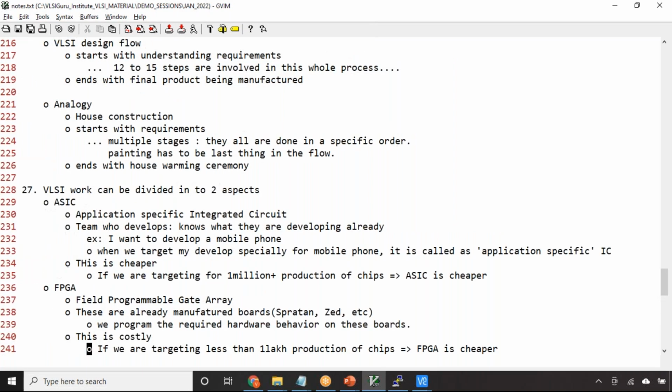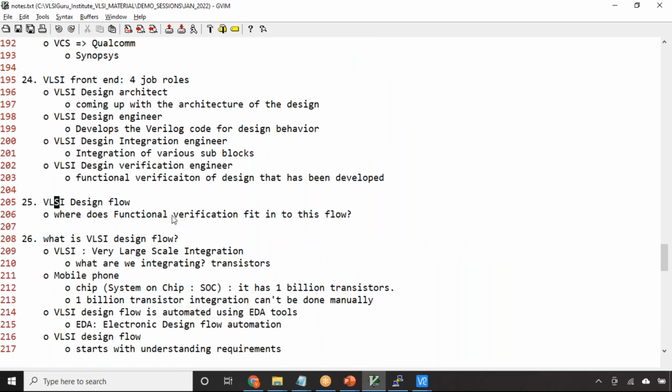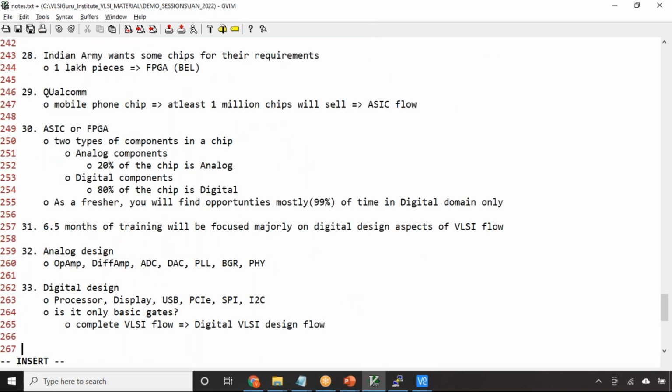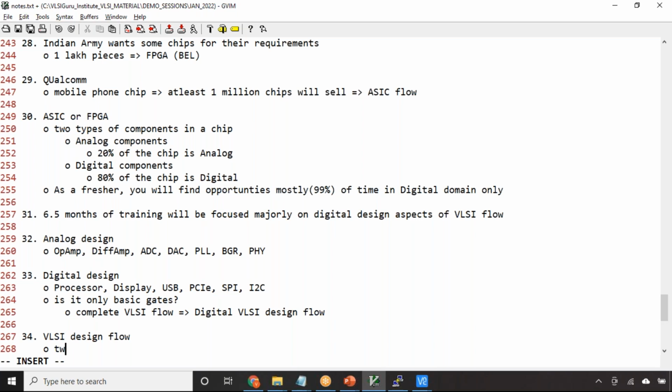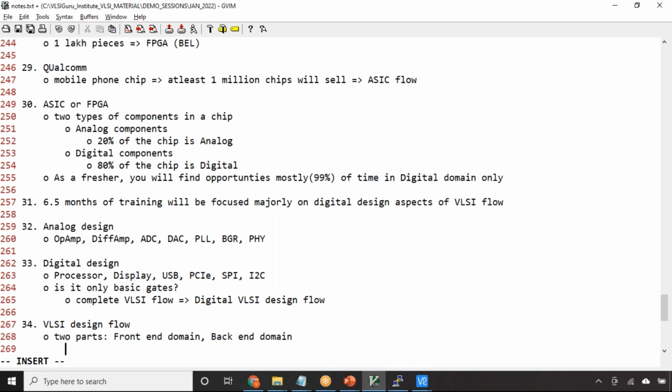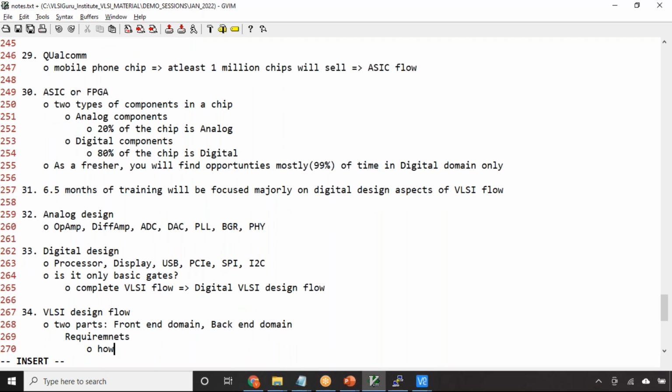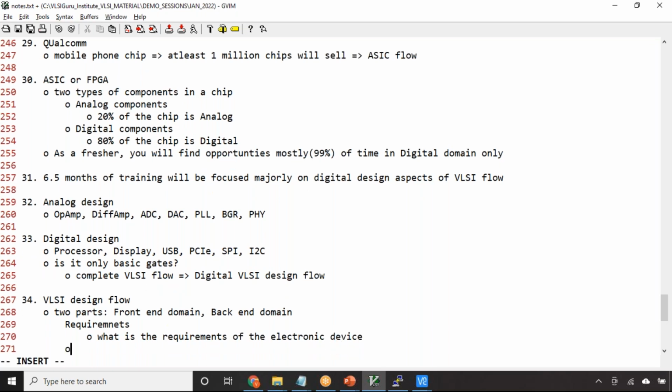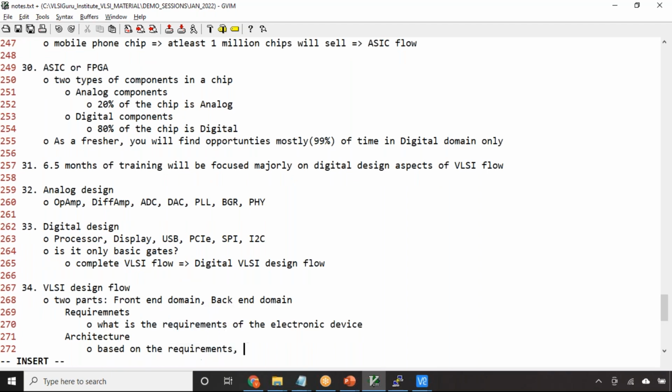Next, at a bigger picture, we were understanding what the VLSI design flow is, and where functional verification fits into it. The VLSI design flow is divided into two parts: one is called the front-end domain, and the other is called the back-end domain. It starts with the requirements. Requirements means how the chip should function, what the requirements of the electronic product or electronic device are. Based on these requirements, we come up with the architecture.